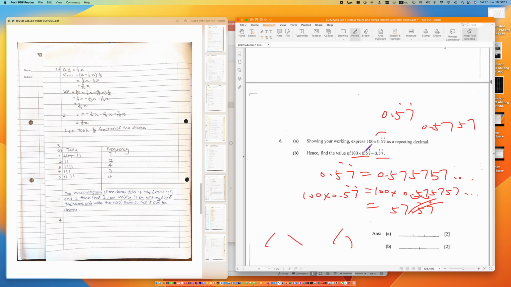The answer is 57. Yes. Because your 57.57 repeats, right? It minus the 0.57 repeat, right? Can you see? You are left with 57. So is your answer 57?